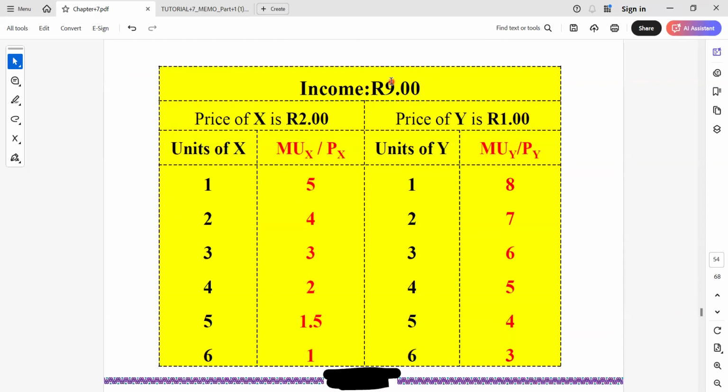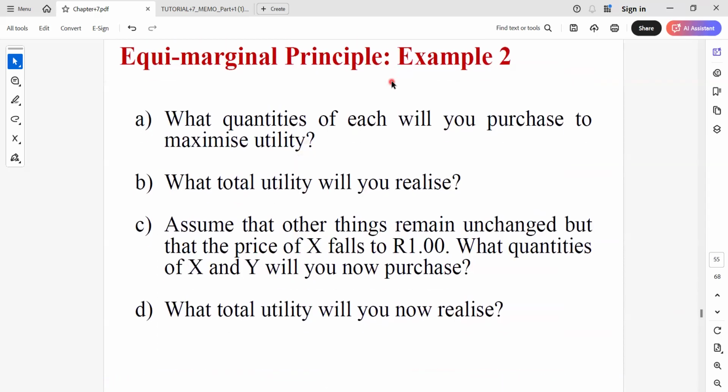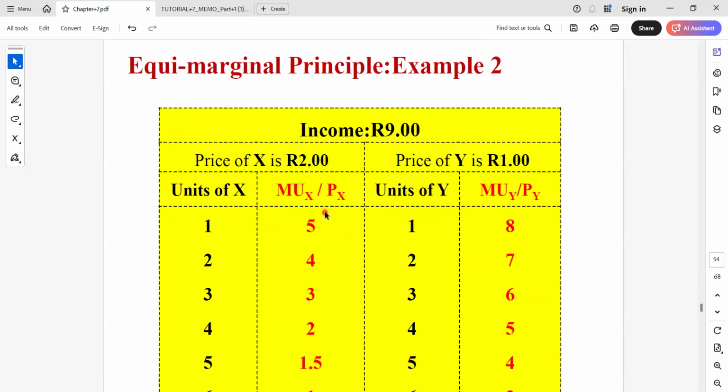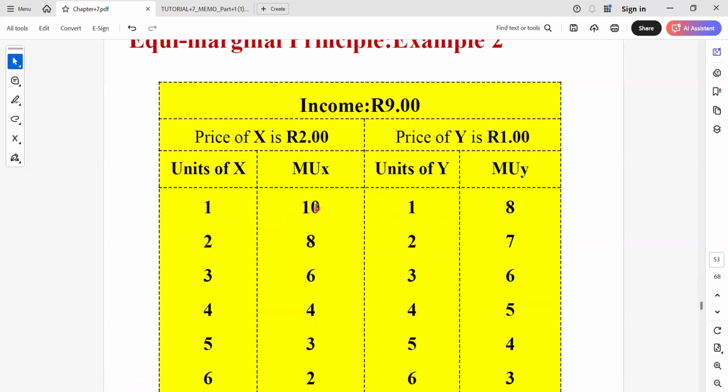You guys have to listen carefully in this one. What quantity of each will you purchase to maximize utility? So if you're given two goods, first of all, you have to calculate your marginal utility per rand, which is your marginal utility divided by price. Here they already calculated for us. So this is how they calculated. They say 10 divided by 2.